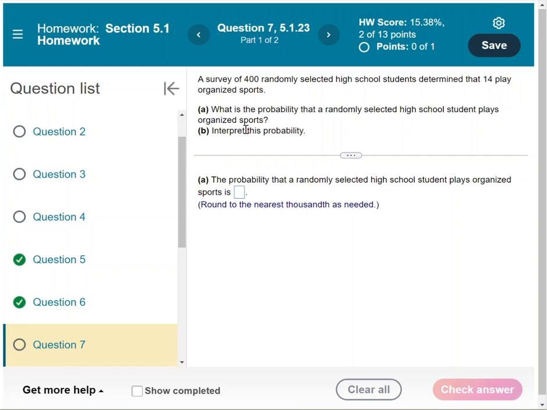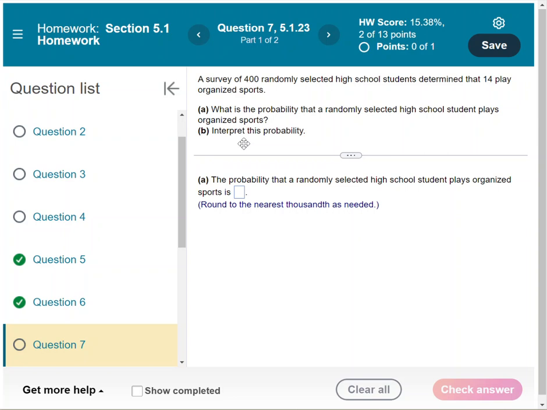Well, in this case, it's 14 out of 400 that, based on our data, play sports. So that's basically, there's 14 people in the set that play organized sports out of the total population here, which is 400. So 14 divided by 400, and I'm getting 35 thousandths.